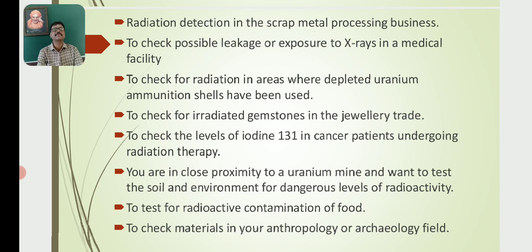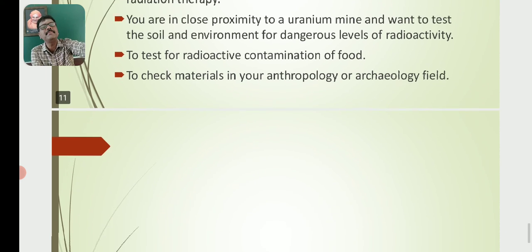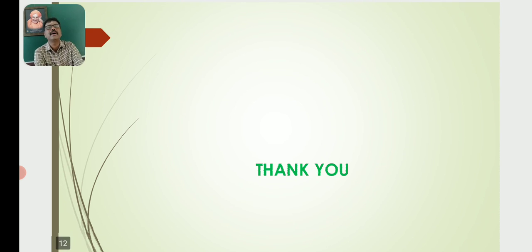If you are in close proximity to a uranium mine, you can test the soil and environment for dangerous levels of radioactivity. They are used to test for radioactive contamination of food. They are used to check materials in the anthropology or archaeology field. So these are some of the applications of the Geiger-Müller counter.